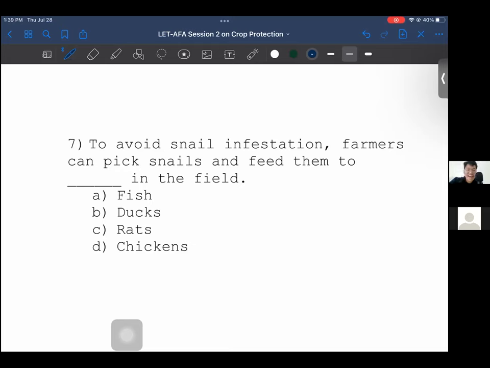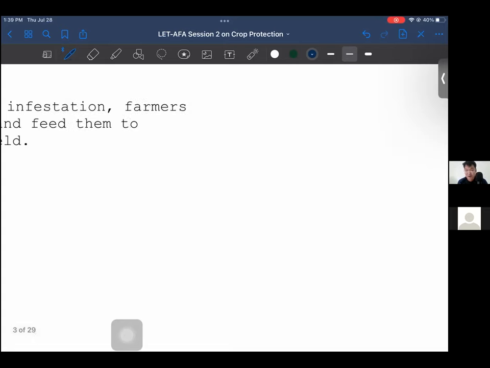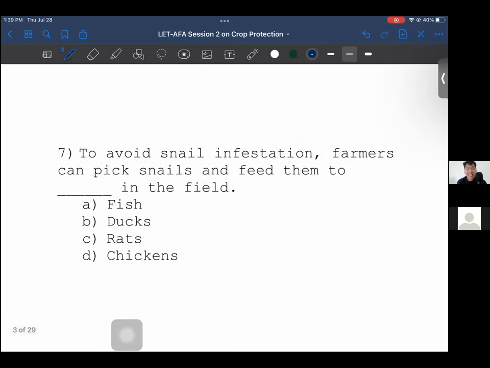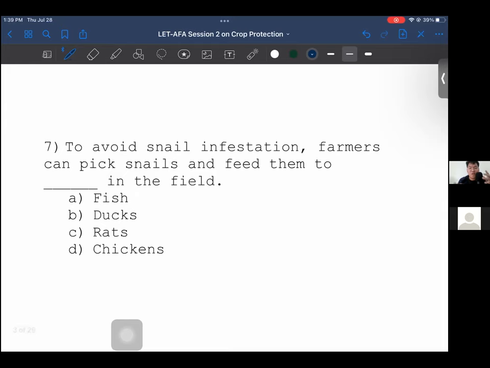Alin sa mga yan ang kaya sa bunganga nila yung snail. Ayan, di ba? So the answer here is, actually, walang explanation kasi nga obvious, di ba? Is ducks. Para lumakas ba yung microphone ko or what? Ayun. Ang answer dito ay ducks. Kasi sa fish, hindi naman nila kayang kainin yung, anong tawag dito? Yung snail. So yung rats and chickens are also eggies kasi hindi rin nila ipasok sa bunganga nila yung snail. So ducks is the best answer.